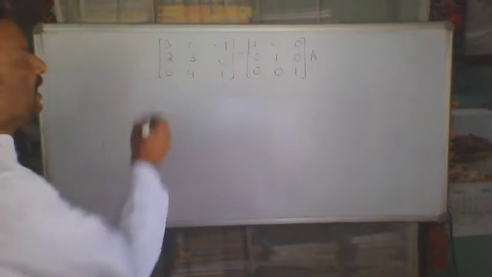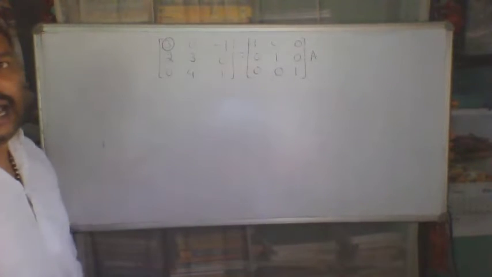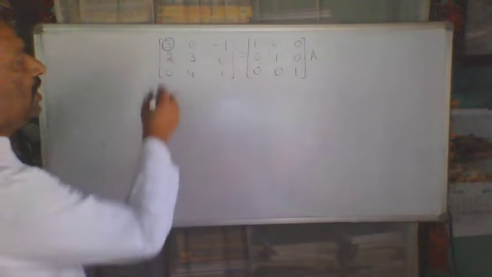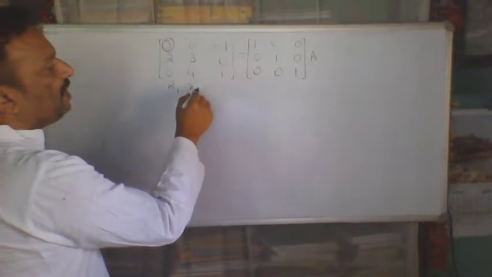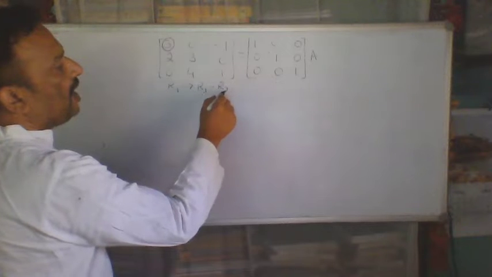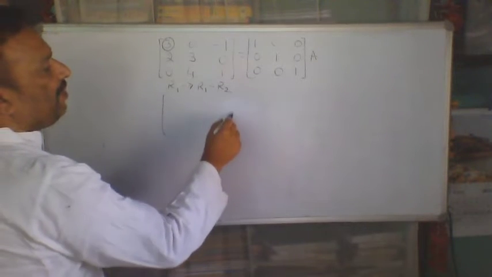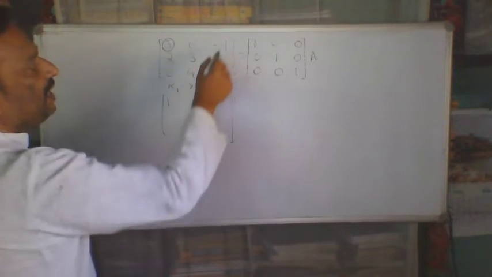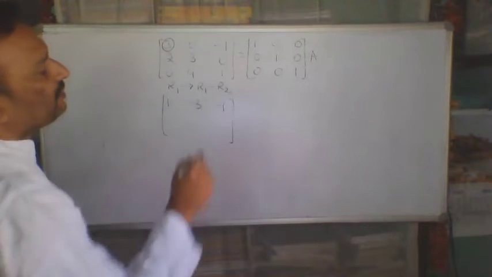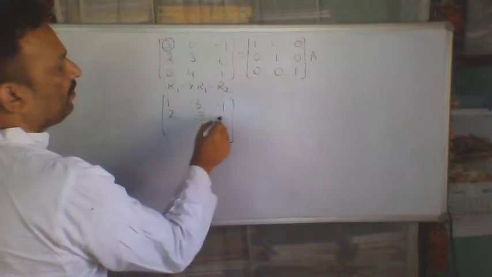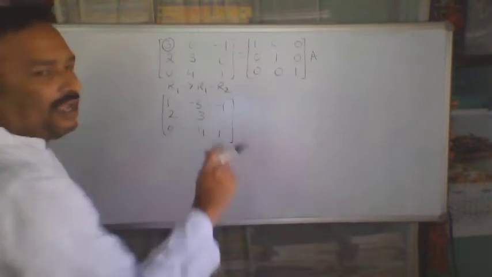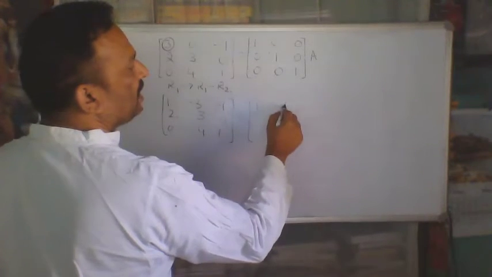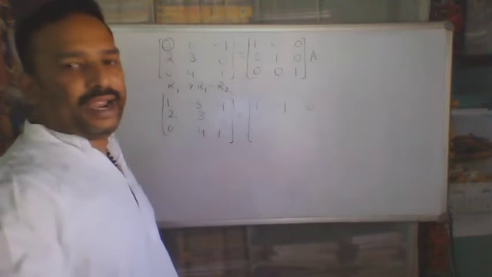First of all, we take this as our key element. With the help of downward rows, we will make it 1. So let us start with the first operation: R1 is equal to R1 minus R2. So our key element will become 1. Here 3 minus 2 is 1, 0 minus 3 is minus 3, minus 1 minus 0 is again minus 1, and the other rows will remain the same. On the other side, 1 minus 0 is 1, 0 minus 1 is minus 1, and 0 minus 0 is 0.